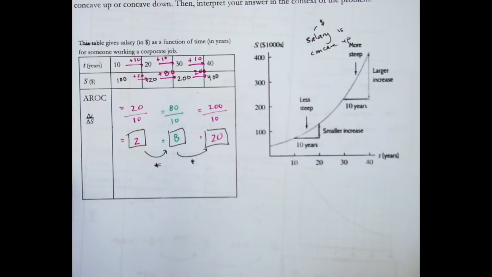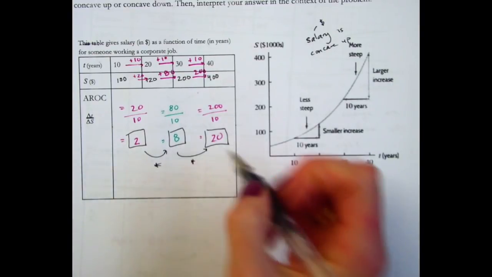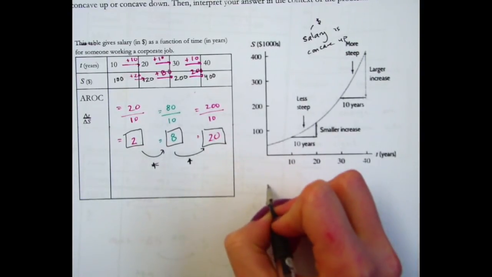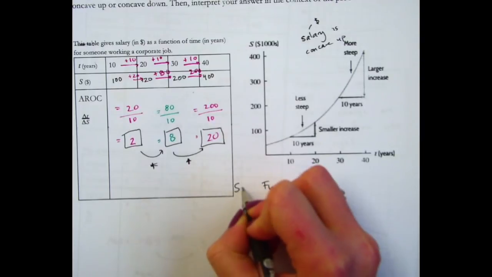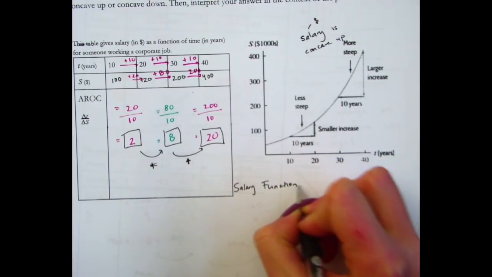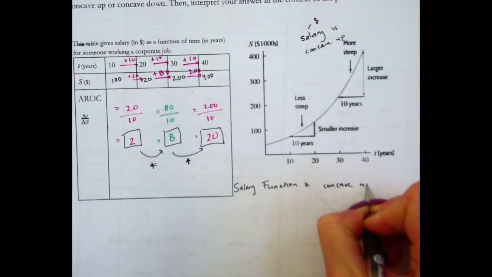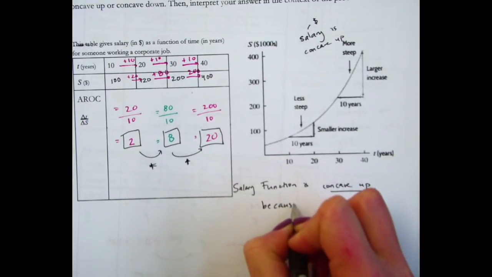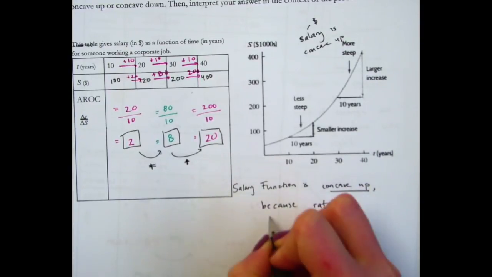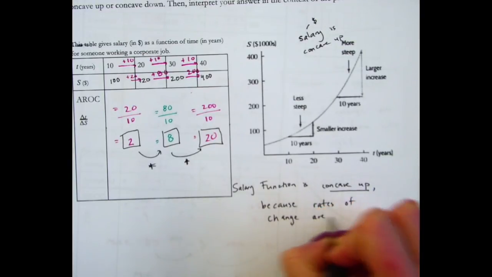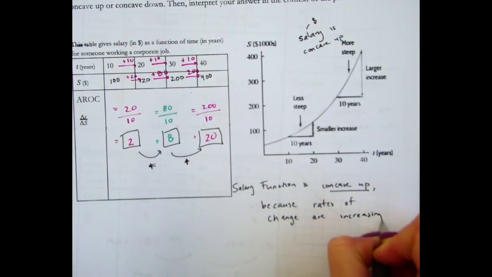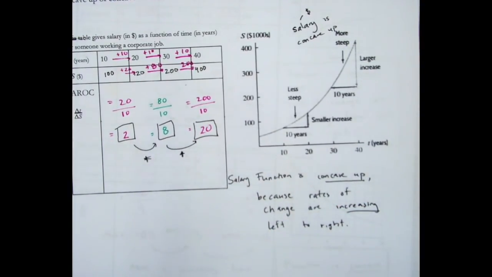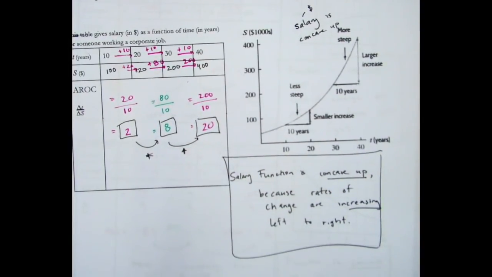Okay, so for my final answer, I'm going to write my full sentence. I'll be specific, I'll say the salary function is concave up because rates of change are increasing left to right. And that's always true, or normally always true in economics. Salary functions always tend to be concave up.